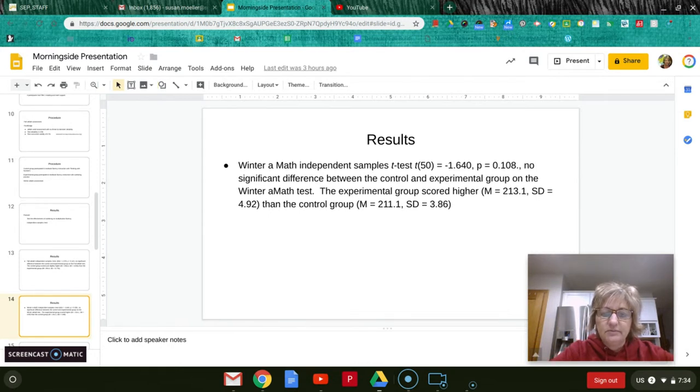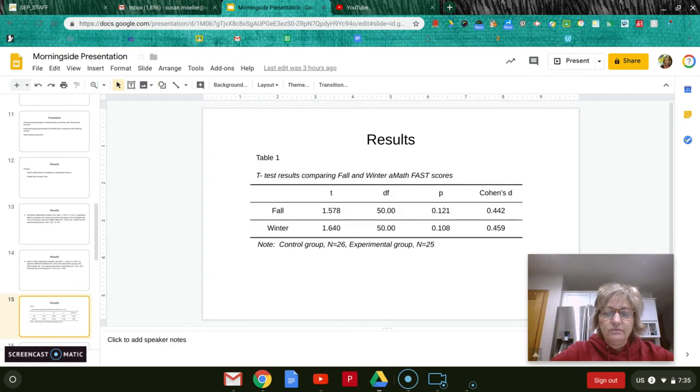The results of the winter AMath independent samples t-test, t of 50 was equal to 1.640 with a p-value of 0.108. Again, this indicated that there was no significant difference between the control and experimental groups on the winter AMath test. The experimental group scored higher with a mean of 213.1 and a standard deviation of 4.92, while the control group had a mean of 211.1 and a standard deviation of 3.86. The table confirms that there was not a significant increase from the fall to the winter AMath assessment. However, one may note that the effect size moderately increased.